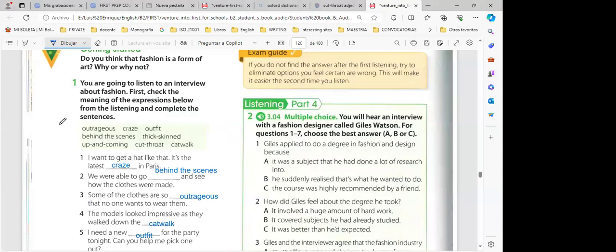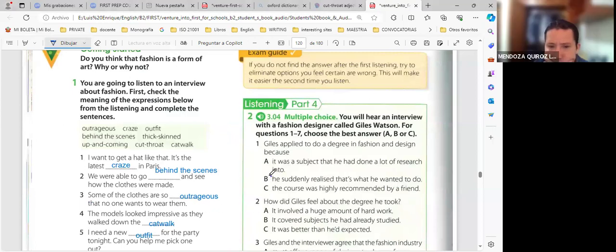Giles applied to do a degree in fashion and design because, I'm not sure, but I think it's letter B. He suddenly realized that's what he wanted to do when a friend invited him to attend a fashion and design show. The course was highly recommended by a friend. No, the friend only asked him to accompany him or her. I don't know if it's a man or a woman, but that's it. I mean, the friend didn't recommend anything.